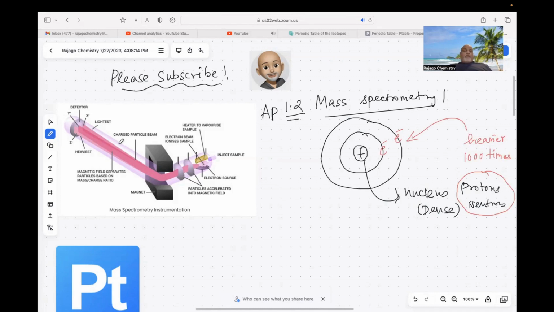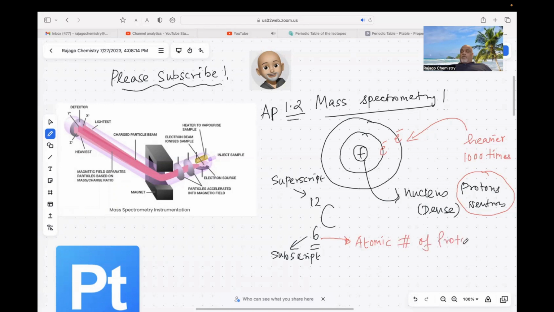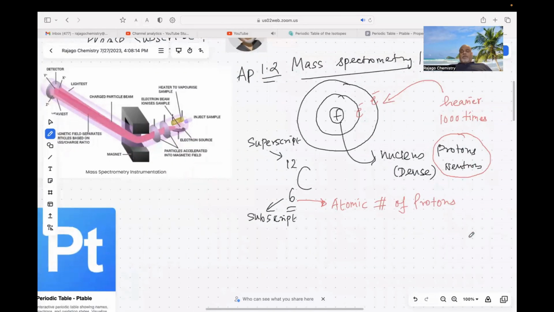Now, if you take any representation, how we write the isotopic notation, if you take carbon, you write C 12 with 6. The 6 is called a subscript, and the 12 is called a superscript. The subscript always refers to the atomic number. The atomic number is nothing but the number of protons. Okay, it is not the number of electrons, it is the number of protons.